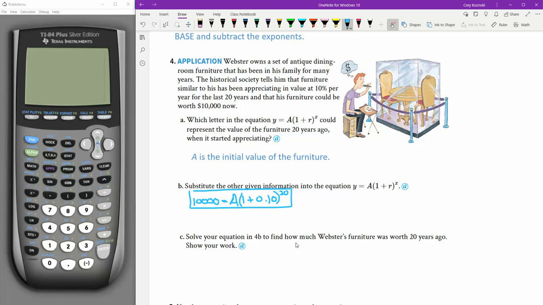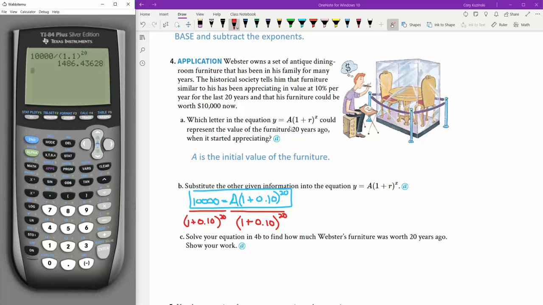Then it says solve that equation to find out how much Webster's furniture was worth 20 years ago. So that can actually be done in one step. To get A by itself, we're just going to divide both sides by 1 plus 0.10 to the 20th. So if we divide by that, we'll get A by itself. So we have to do it on both sides of this equation. We can put this into the calculator pretty easily too. 10,000 divided by 1.1, it's the same as 1 plus 0.1, to the power of 20.